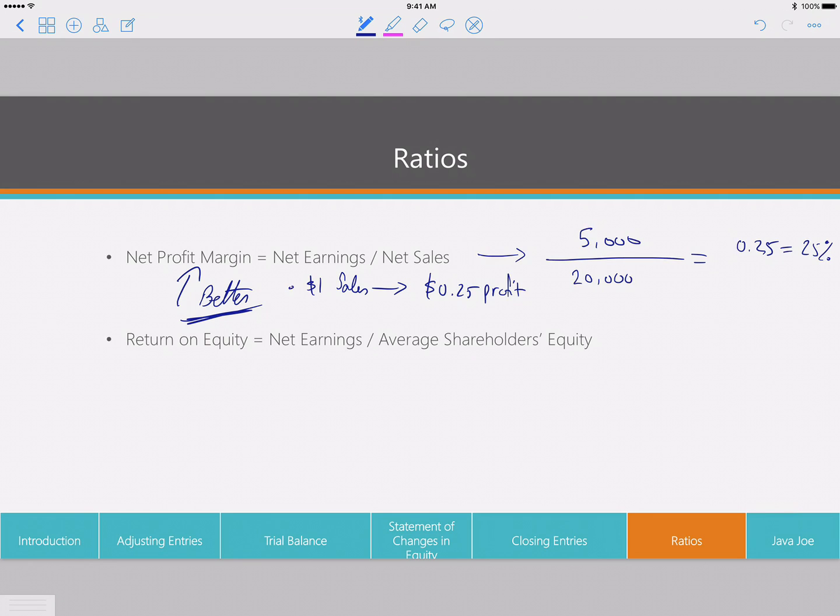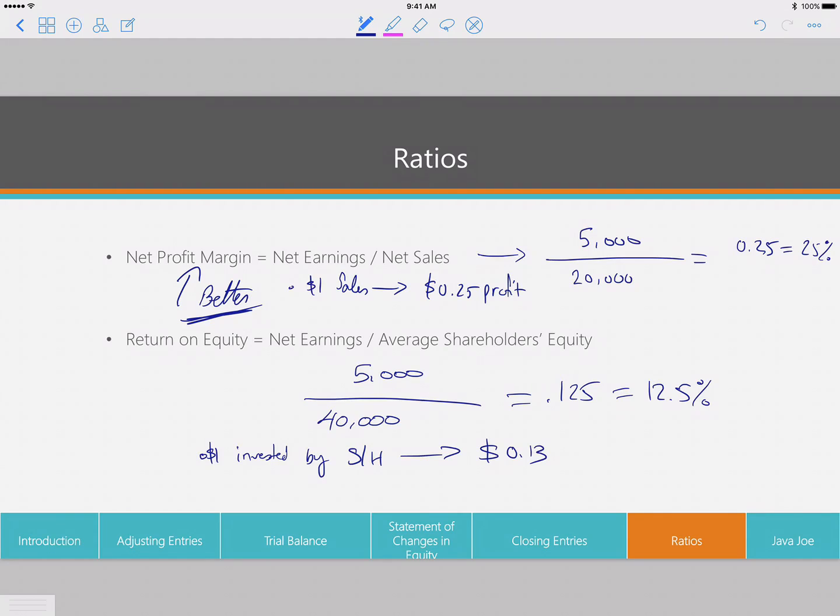We also have our return on equity, and this is our net earnings. So let's say our net earnings were $5,000 over our average shareholders' equity. Let's say we had $40,000 of equity. So this would be 0.125 or 12.5%. So for every $1 invested by our shareholders in the company, we have, let's say, 13 cents of profit. And like with our net profit margin, a higher number is better. And generally, companies with a higher return on equity will have a higher share price. It shows that your investment is being used well by the company.